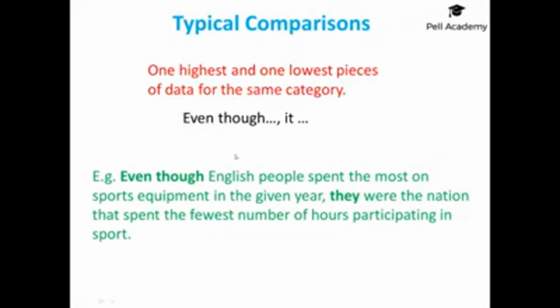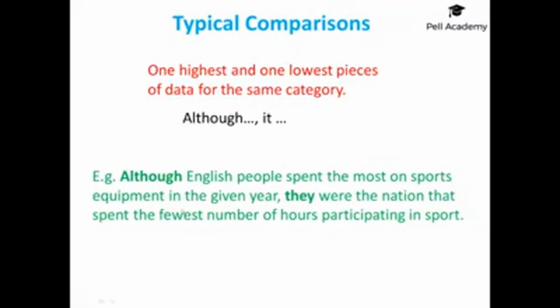This could also be used if it was like a line graph where English people spent the most on sports equipment at the start, but the least at the end of the period. So that would be like, even though English people spent the most on sports equipment at the start of the given period, they spent the least by the end of that period. So it could be the highest at the start, the lowest at the end, or it could be the highest for one piece of data and the lowest for the other piece of data.